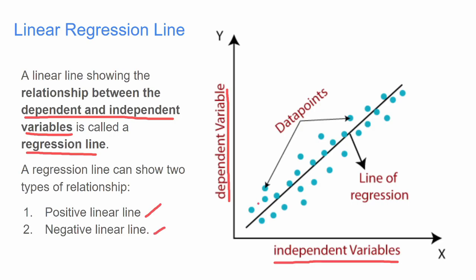So in this graph we have seen that the graph is going upwards. So this is a positive linear line. If any graph goes downwards like this, this is called a negative linear line. So this is a positive linear line and this is a negative linear line, and this intercepts with the x-axis. So that's the line of regression.